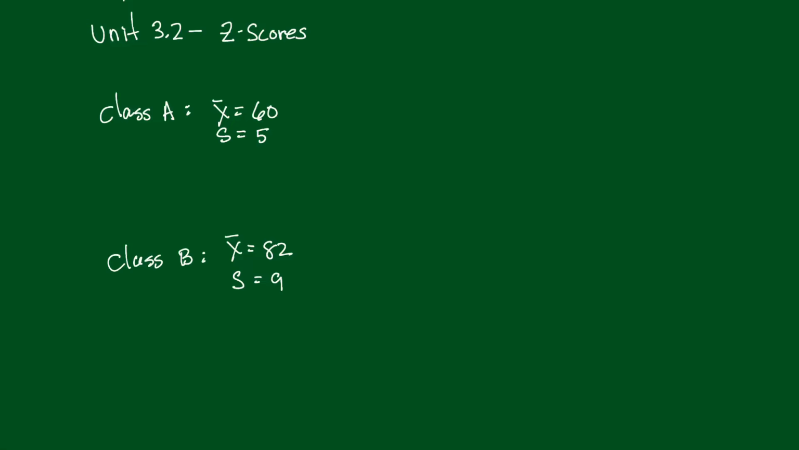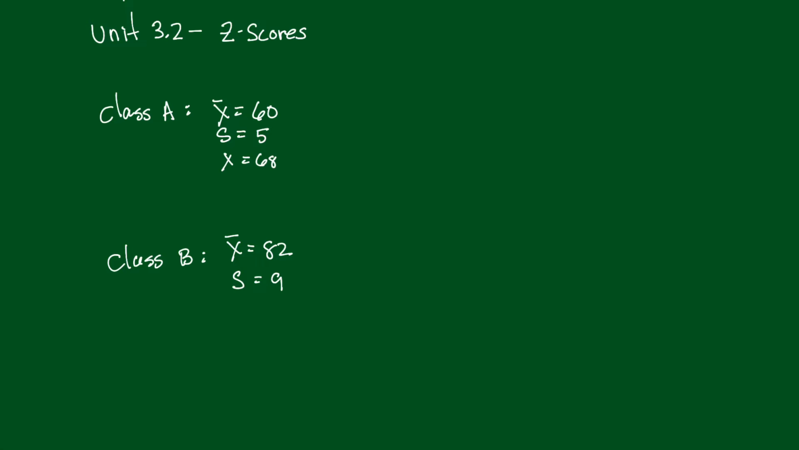Let's start our discussion of z-scores with an example. Suppose you take exams in two of your classes, Class A and Class B. You take an exam in each, and suppose that in Class A, the mean is 60, with a standard deviation of 5. And you score, say, a 68. So your score, X, is a 68.